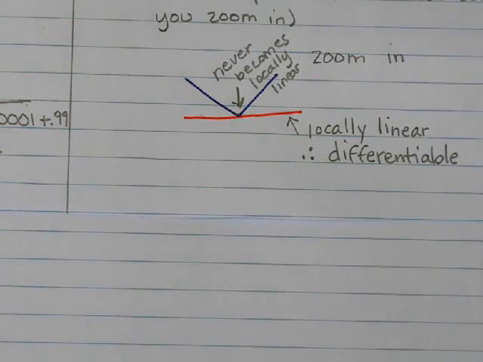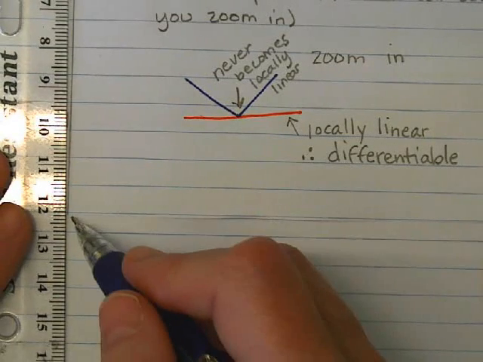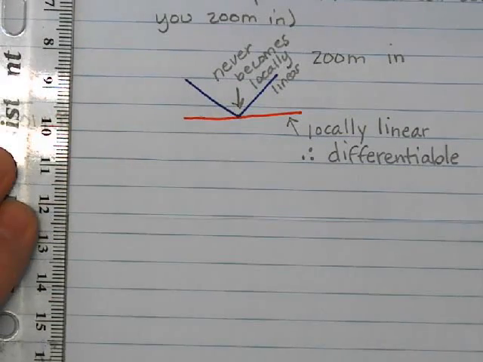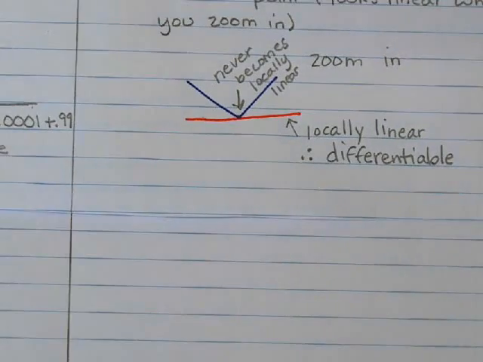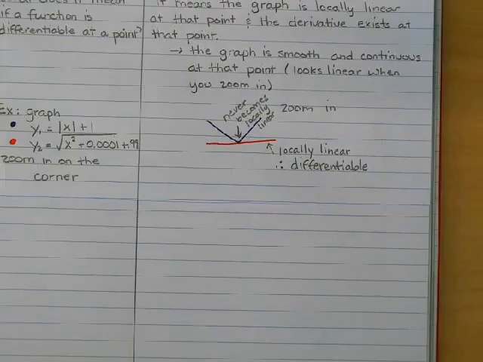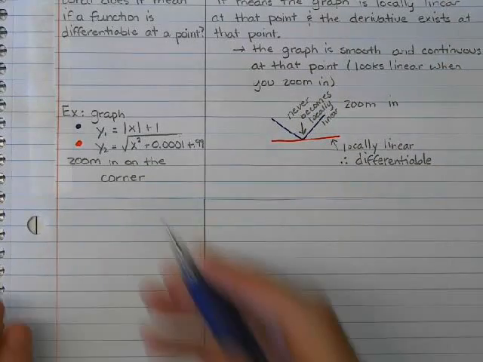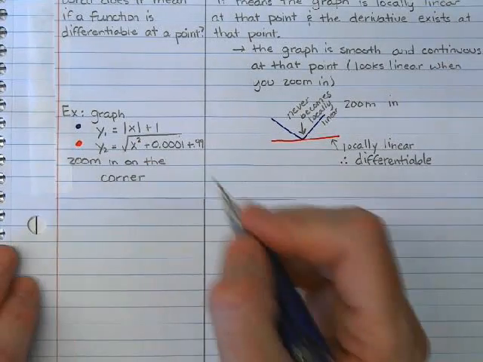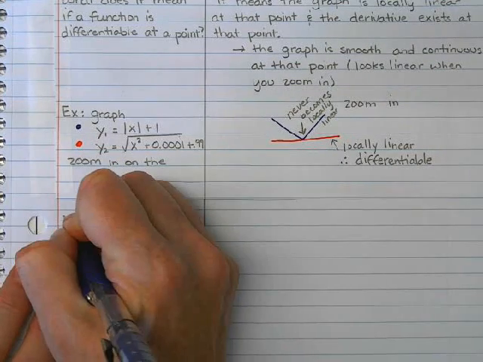Okay, so how do you prove it, though? That was nice, but we can't always have a graph. Graphs are good to look at. They help us understand what's going on, but we can't use them to prove anything. So what I want to know now is how do you prove a function is differentiable at a point?